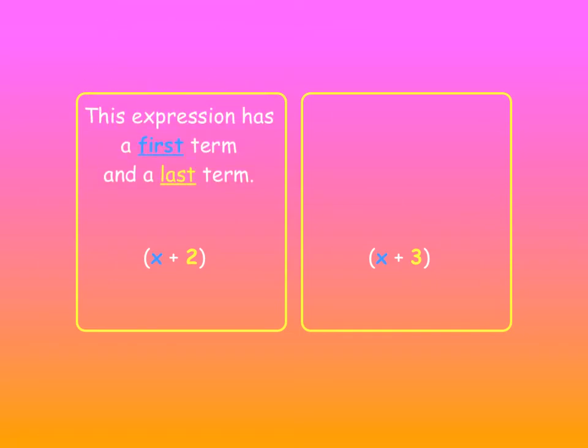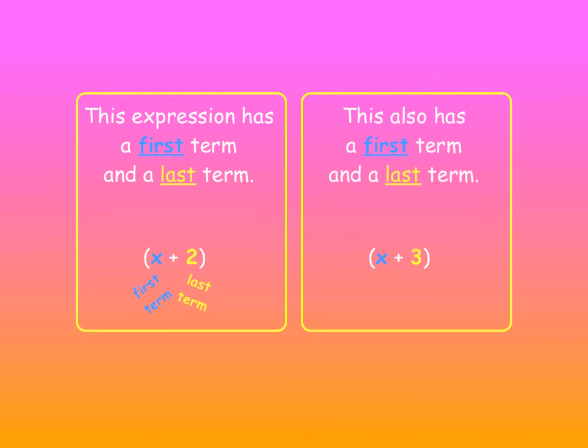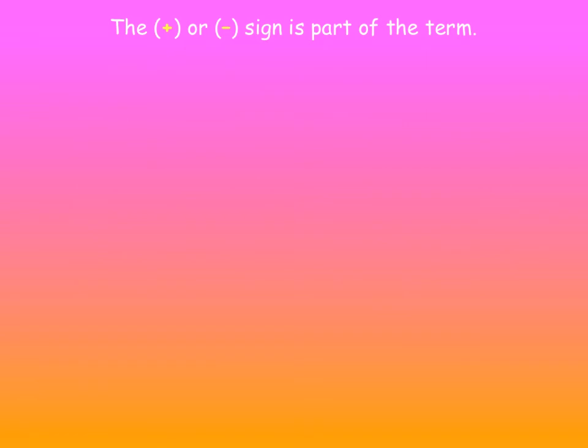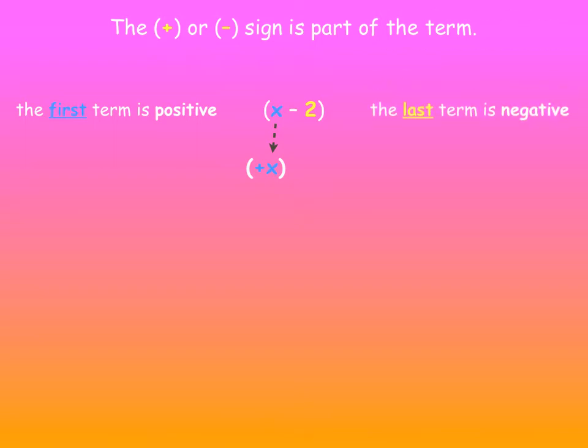This expression on the left has a first term and a last term, and this also has a first term and a last term. The positive or negative sign is actually part of the term. For example, we have x minus 2. The first term is positive. It's positive x. Usually we don't write a positive sign, we just assume that it's positive. The last term is negative. Notice it's not just 2, it's minus 2.